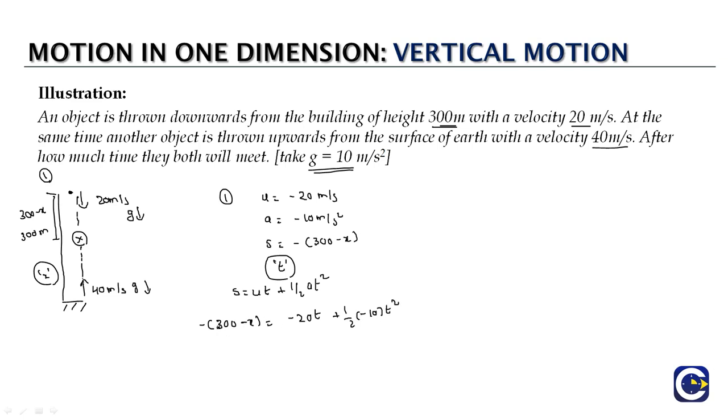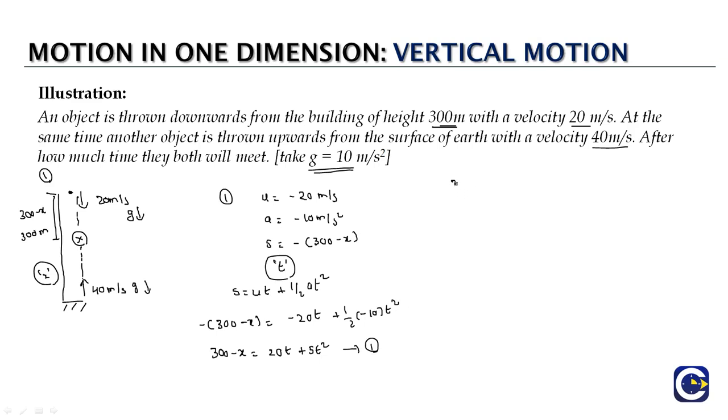So we see that there is an overall minus on both sides which we can cancel, leaving 300 minus x is equal to 20t plus 5t square. So we can cancel 2 1s are 2 5s. So this is the equation we have. We can call it equation 1.